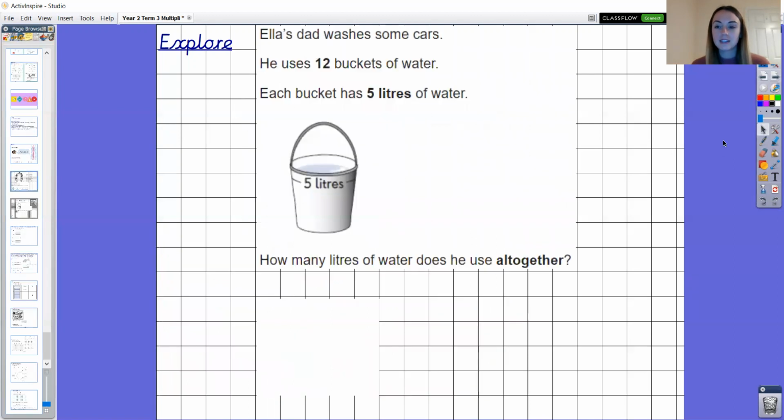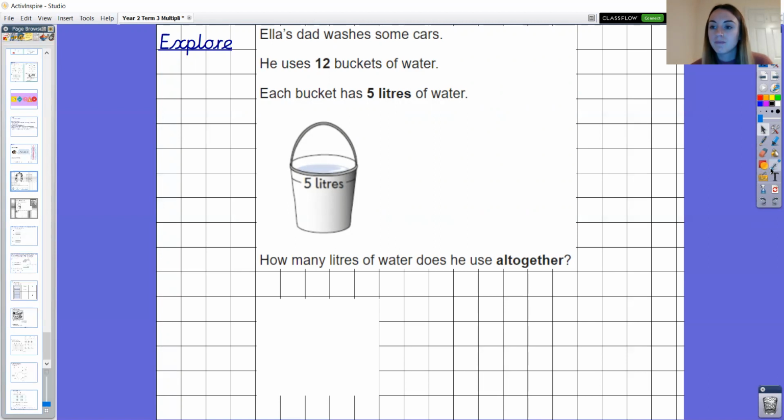Brilliant. Okay, so our next explore question is, Ella's dad washes some cars. He uses 12 buckets of water. Each bucket has 5 litres of water. How many litres of water does he use altogether?